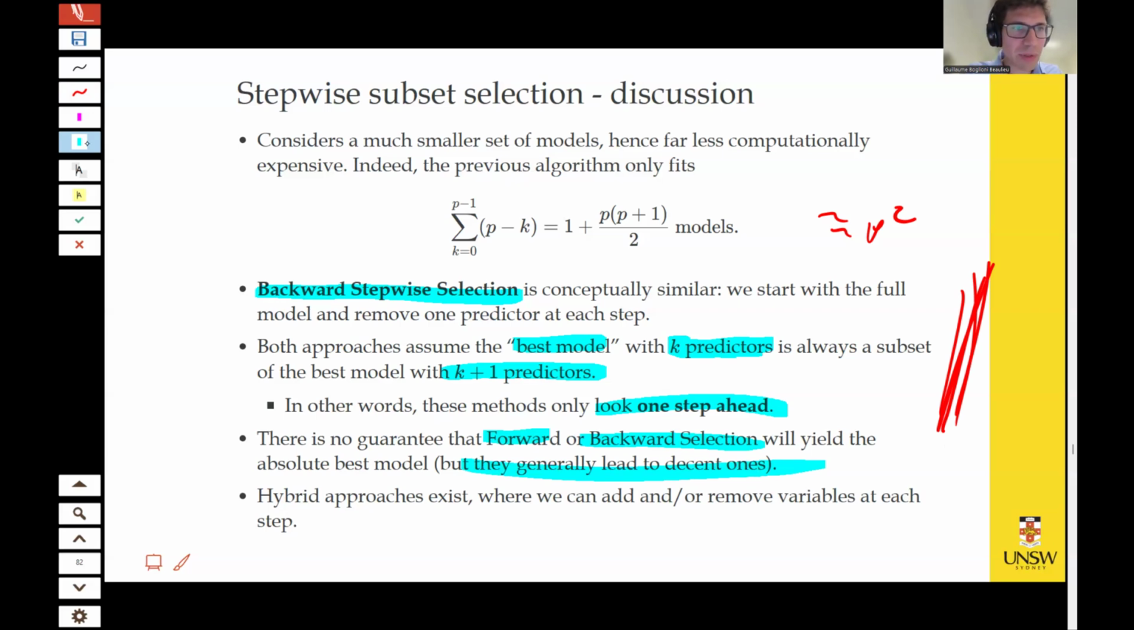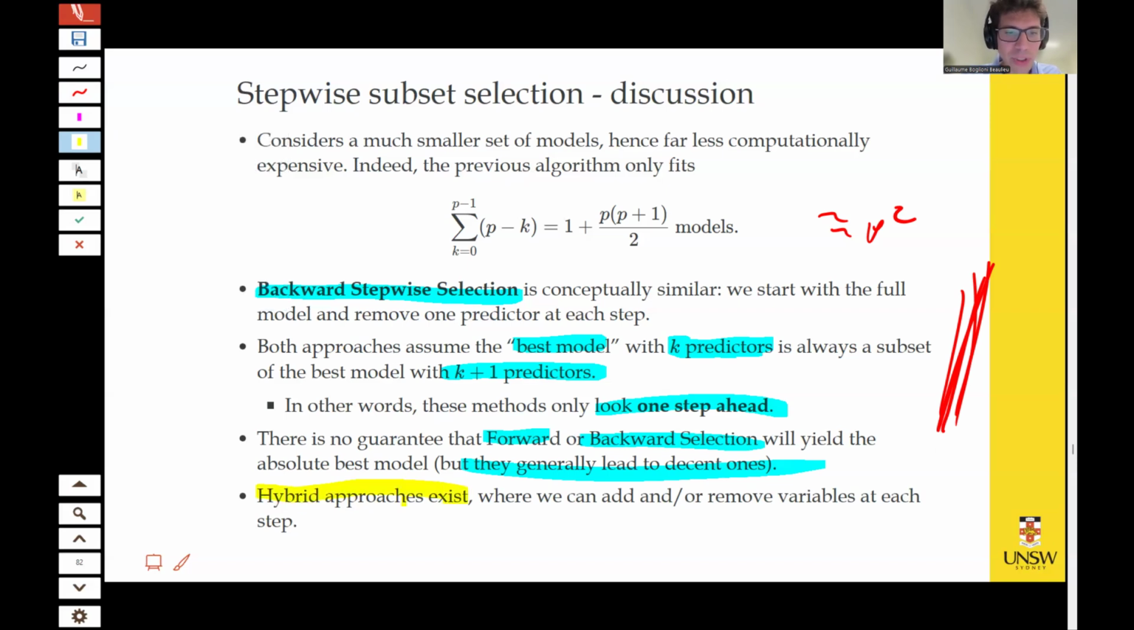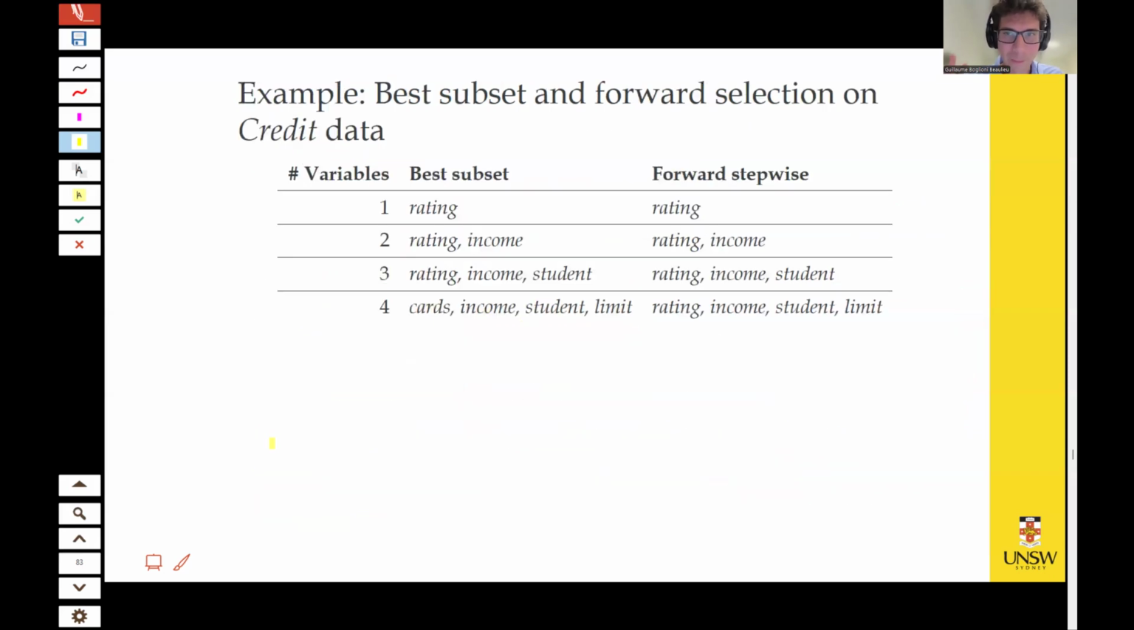Okay, and lastly, I'm not going to explain much about this, but hybrid approaches exist. So these would be some sort of improvement on the backward and the forward selection, which at each step is allowed to both add a variable or remove a variable. So those would be an improvement on backward and forward selection, and yet they're still not perfect. They're still not as good as the best subset selection approach.